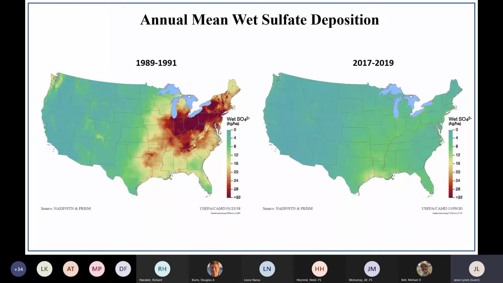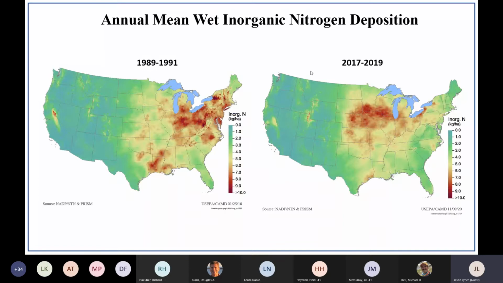Here's wet sulfur deposition from NADP. Here it is in an average for 2017 to 2019. In terms of nitrogen, we've had good success in the eastern US. However, there are regions today that have increased with respect to the earlier time period as well. So it's a good, bad type of story as well.